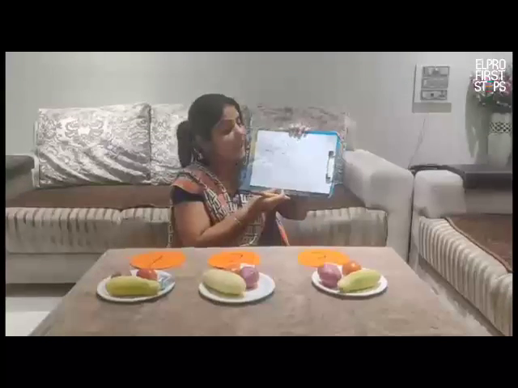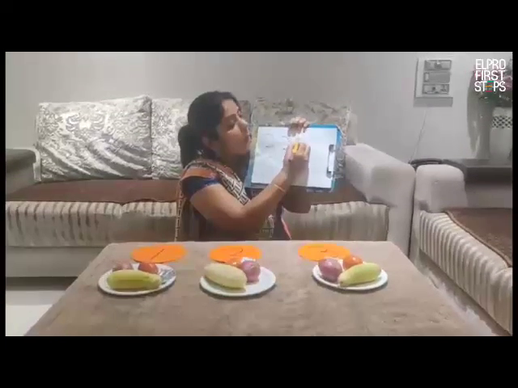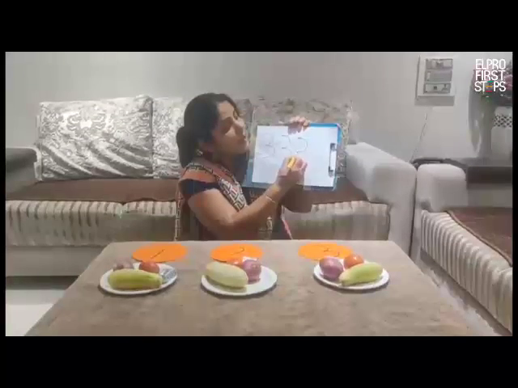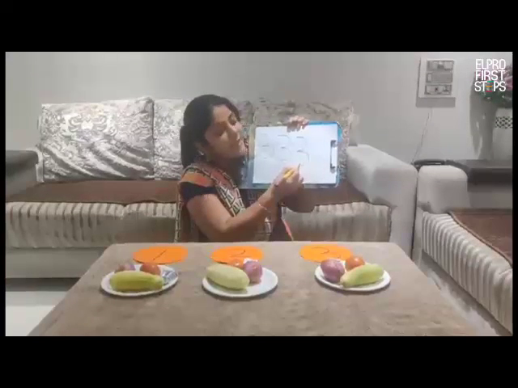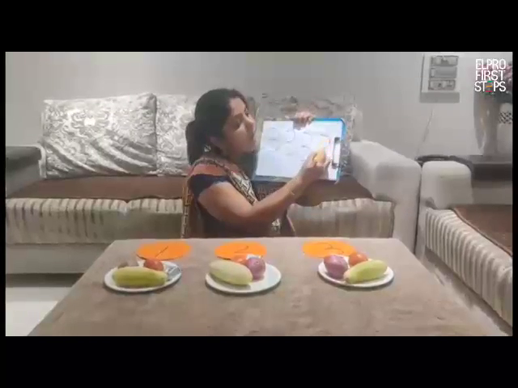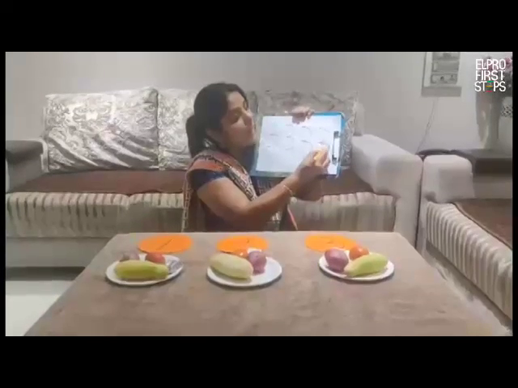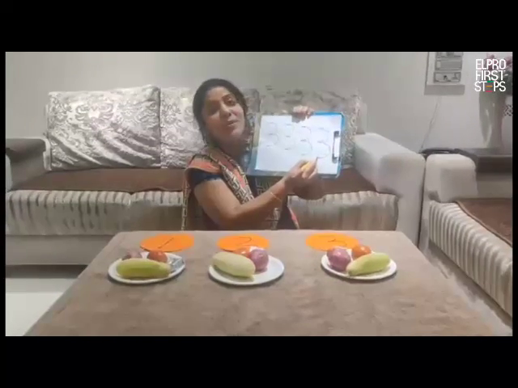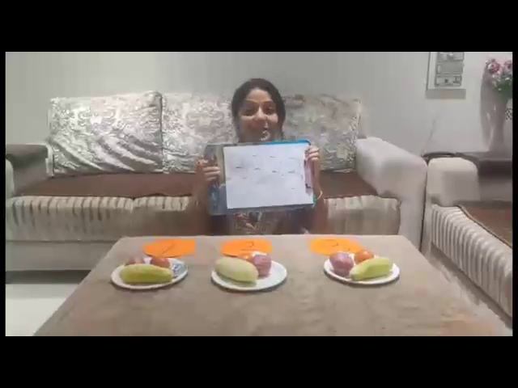One more easy way is to say, one half circle, go back and make another half circle. Let's do it again. One half circle, go back and make one more half circle. So this is the way we write numeral 3.